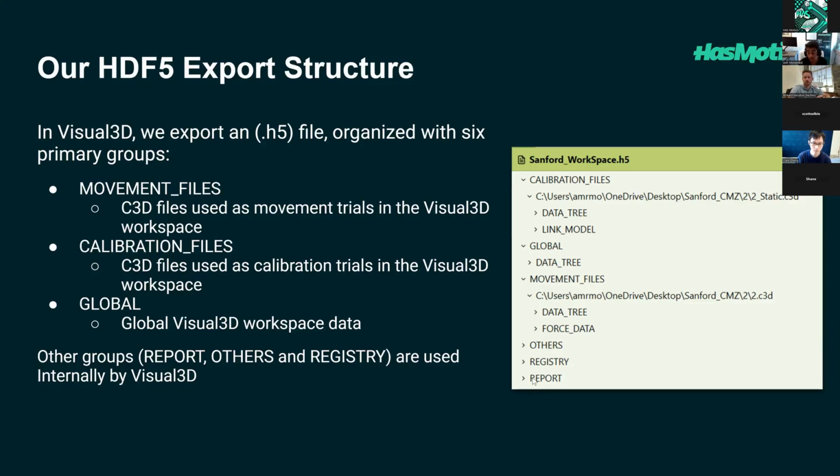We also have another 3 groups called the others group, the registry group, and the report group. These groups are mostly used internally by Visual 3D to replicate the same exact functionality of the CMZ file and return the state of the file or your workspace. When you click save, it just opens the same exact information that you saved inside Visual 3D.